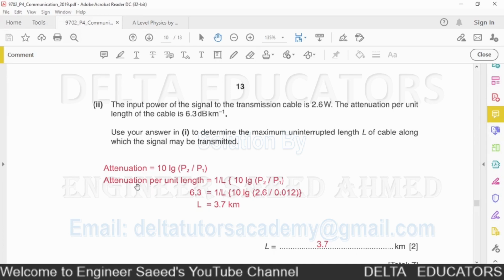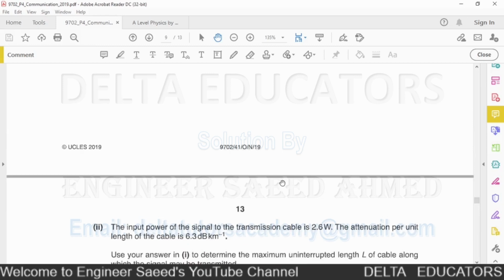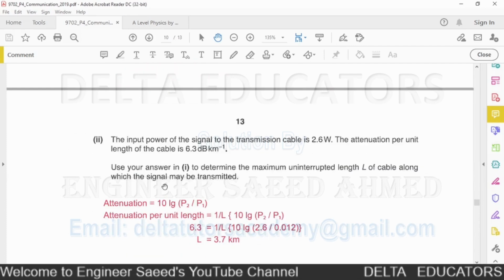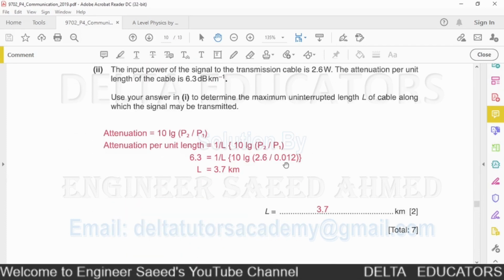Now we substitute the numeric values. Attenuation per unit length is given as 6.3. Here 1 over L, where L is the length of the wire that we have to find out, times 10 log P2 over P1. This P2 is input, given as 2.6 watt, and this P1 is output, which we calculated in the previous part, 0.012. By solving this, we get the length of the wire. It is 3.7 kilometers. Now next question.